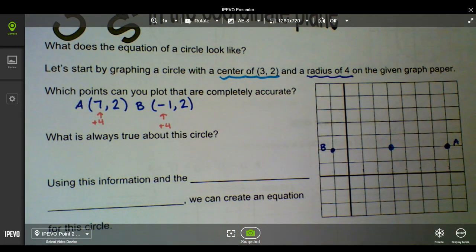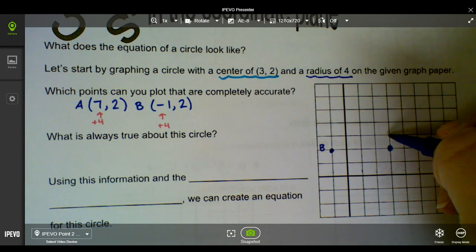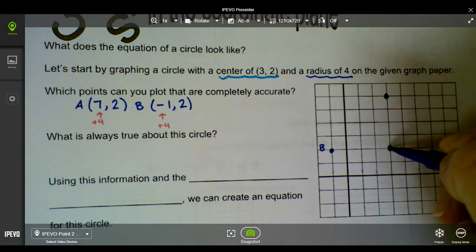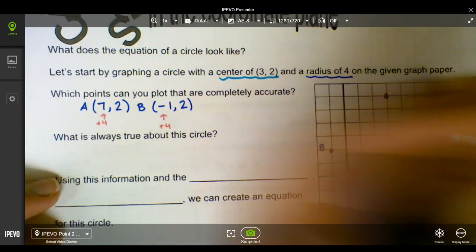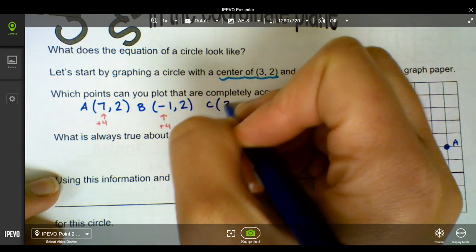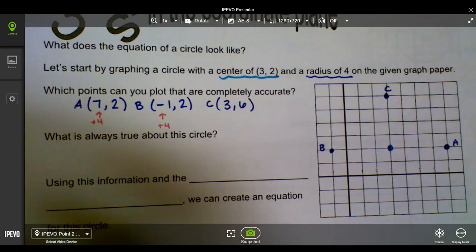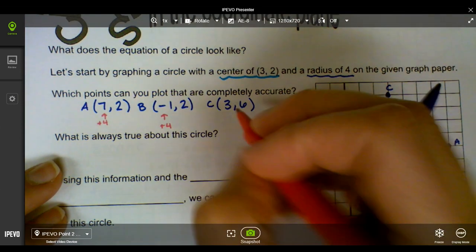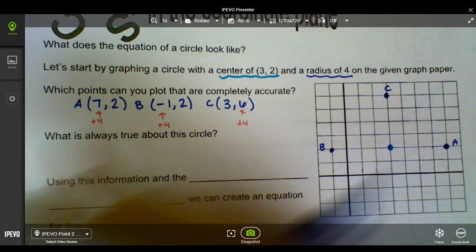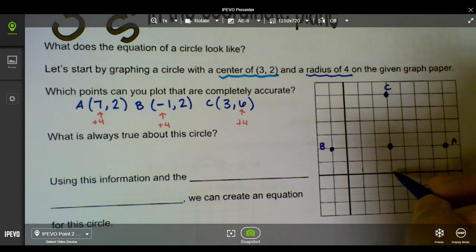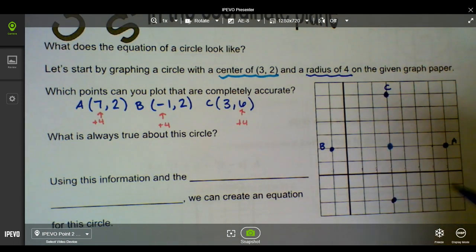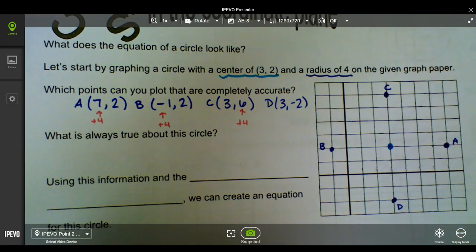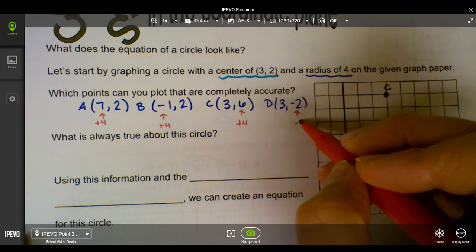But now when we go up and down, we can still have a radius of up 1, 2, 3, 4. Now we're going to be at 3, 6, and we'll label that point C. You'll notice the same thing is happening here. The x stayed the same for the center, but the y got added 4. And then if we go 4 down, 1, 2, 3, 4, now we're at 3, -2. Again, the x value stayed the same and we were just subtracting 4.